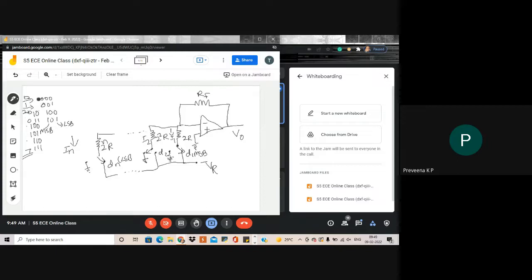In the first case, 0, 0, 0 is given. Whenever we give 0, 0, 0, all the poles of the switch will be connected to the ground terminal. You can easily identify it: this pole connects to the ground terminal, this one also connects to ground, and this one also connects to ground. When 0, 0, 0 is given, that is how they are connected.